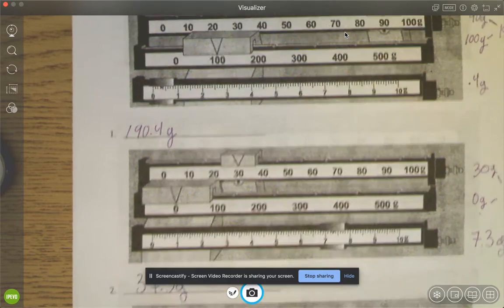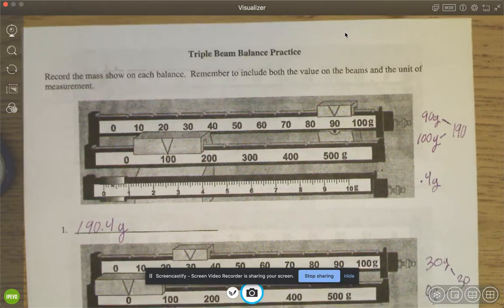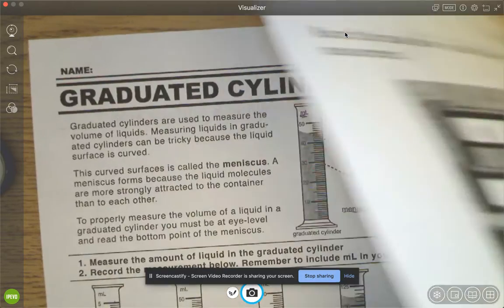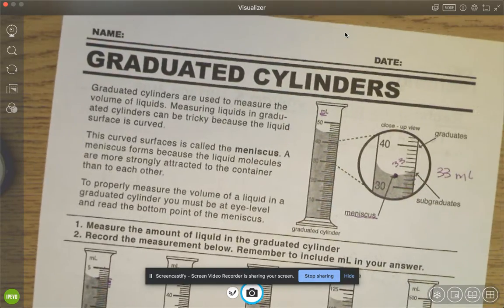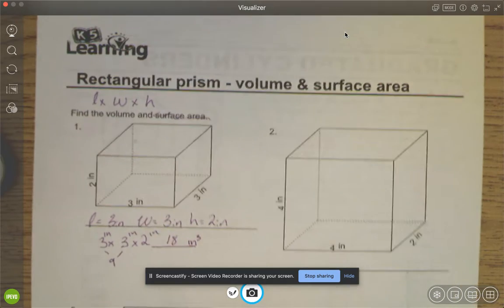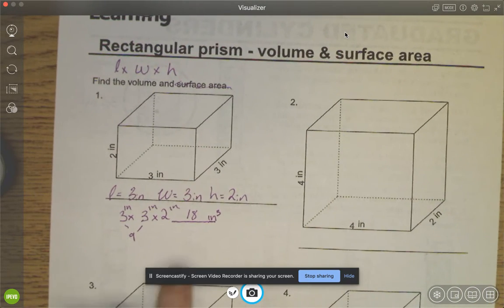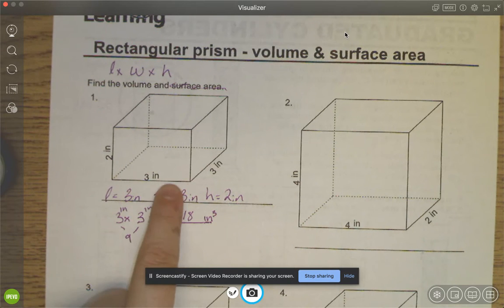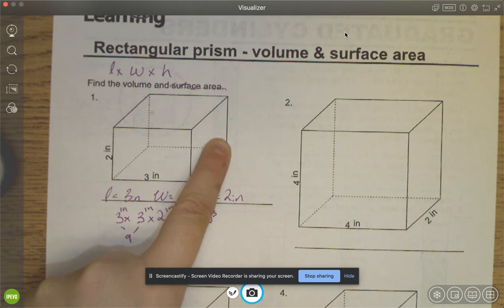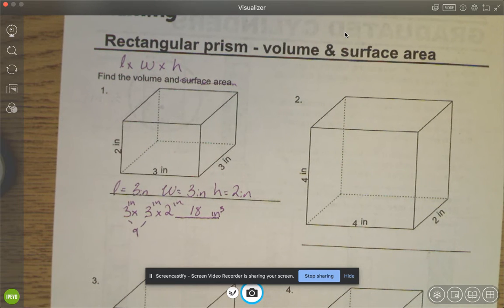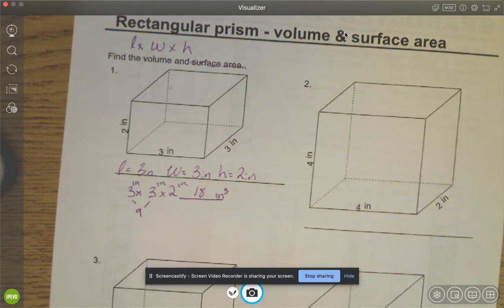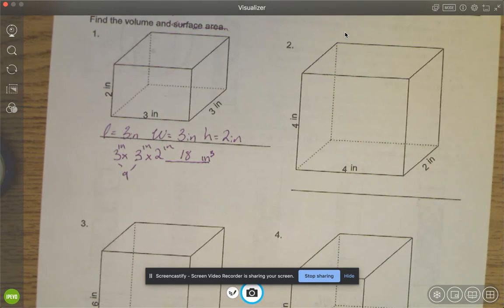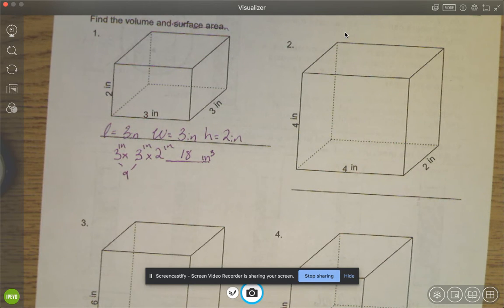So these are going to be the assignments. You have your triple beam balance practice, you have your graduated cylinders, and you have your volume and surface area. Remember, we are not focusing on surface area. We are just doing volume, and volume is length times width times height. So that's how you do all of these worksheets.